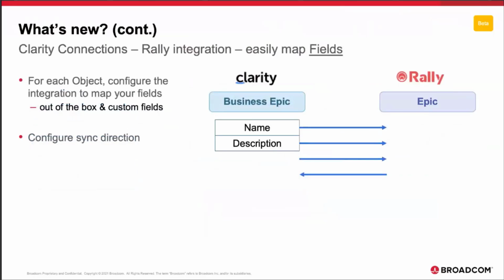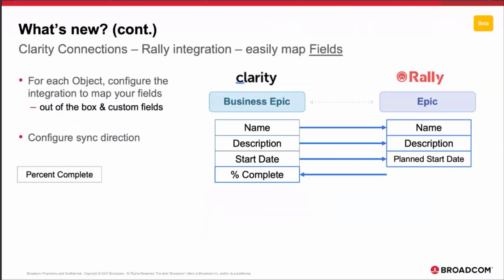You can also easily map fields between Rally and Clarity. For example, if you're mapping business epic on the Clarity side to epic on the Rally side, you can map name, description, and start date and have that go to Rally. And then you can have %complete come back to Clarity. You can also configure who owns the data. If Clarity does, use the Clarity to Rally sync direction. If Rally owns it, use the Rally to Clarity sync direction. You can also configure when the sync occurs.